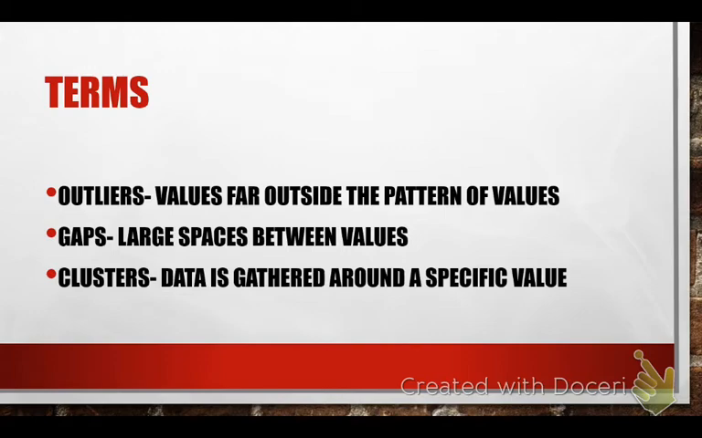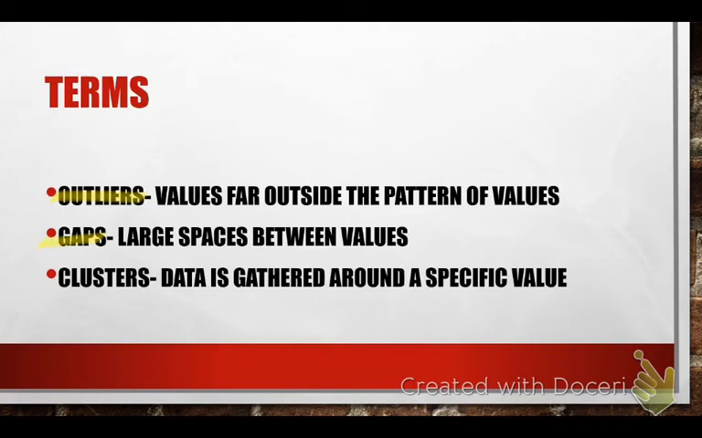A scatter plot is a graph that shows the relationship between two categories of data. So you're going to see tables of information, and it's comparing two categories of data. That'll make more sense in a minute. There are several things that we can look for and identify with a scatter plot. One of them is called an outlier, and these are values that are far outside the pattern of values, or how the values are trending.